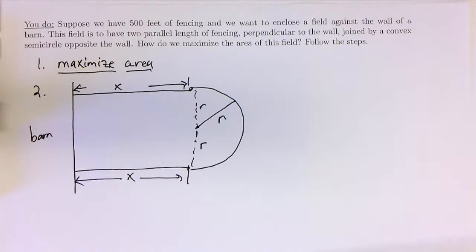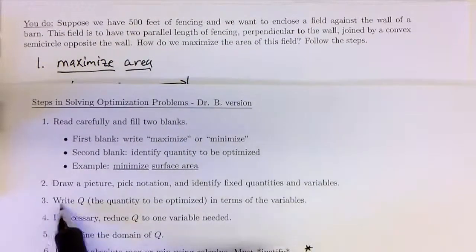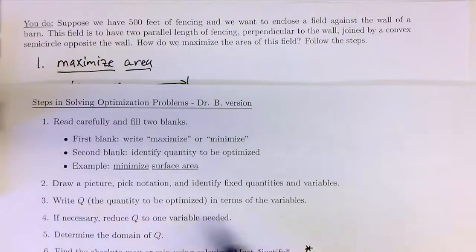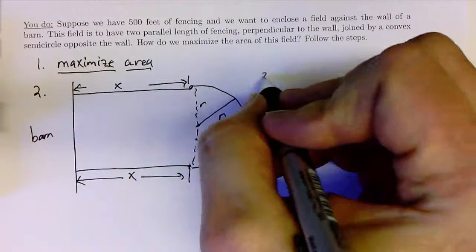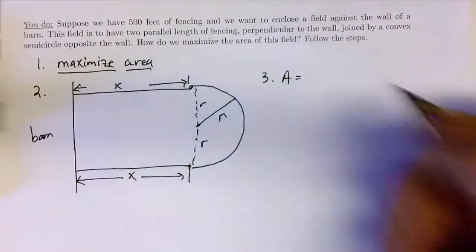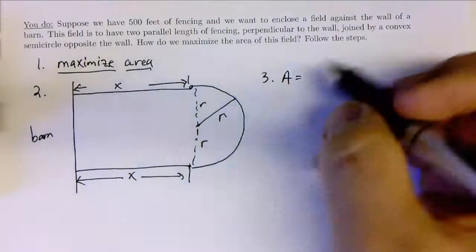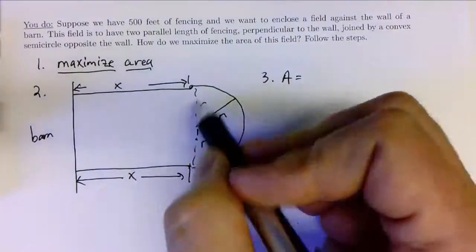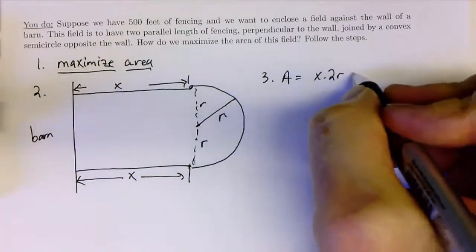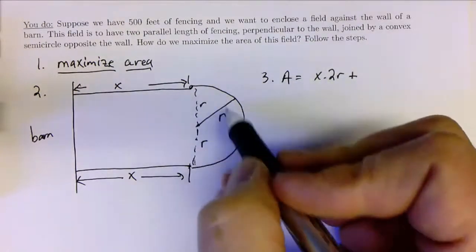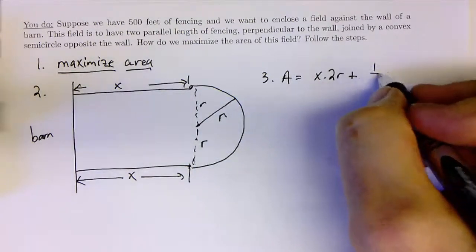Now we need to come up with a function, or a relationship. We have to write down what we want to optimize in terms of the variables. So we're trying to optimize area. The area is going to be the sum of two pieces, the rectangular bit, which is length times width, so x times 2r, plus half of a circle. Well, a circle has area pi r squared, and we need 1/2 of that.